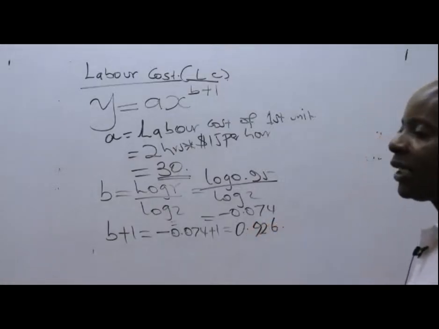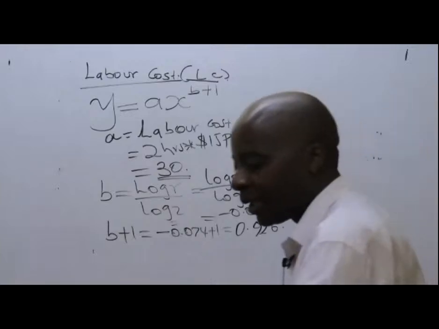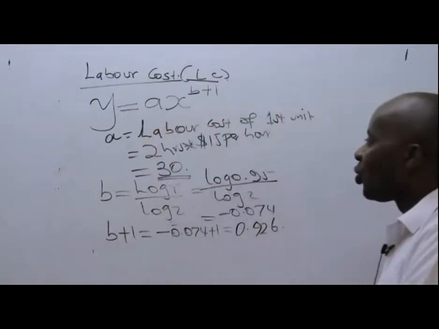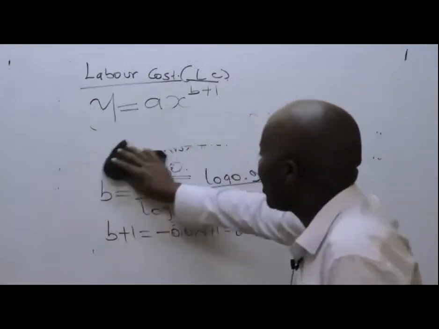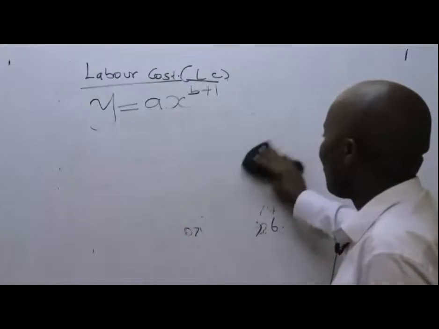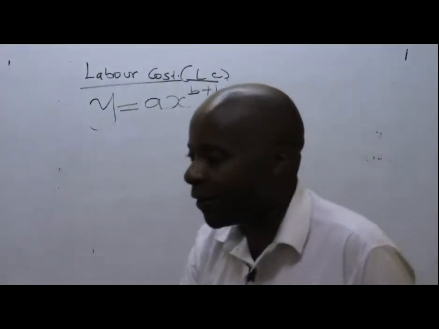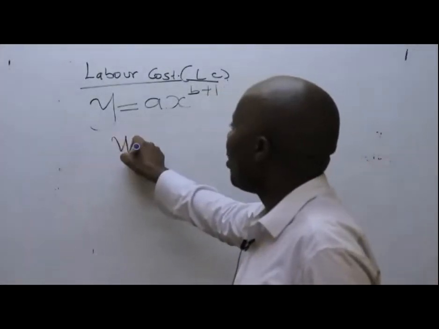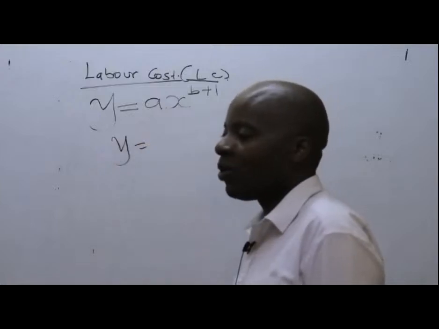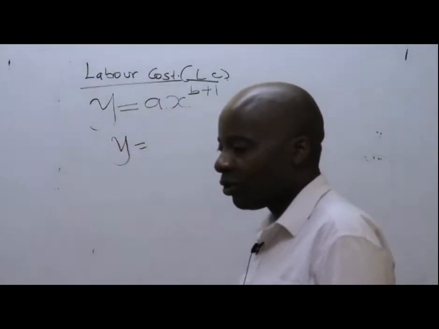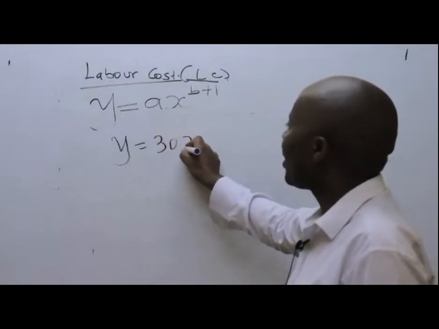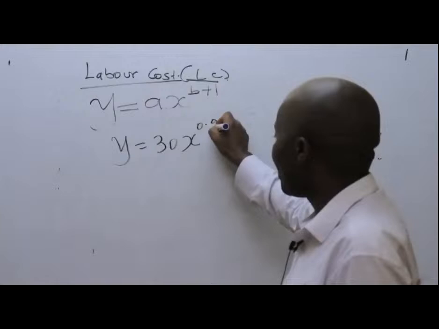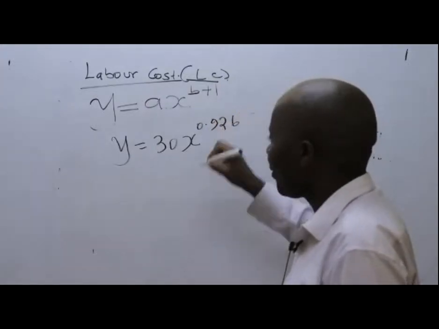Now, after you get these 2 parameters, ladies and gentlemen, the only thing you need to do is plug in the figures up there. When you plug in the figures, what do we have? We have our Y, which is the total labor cost. Remember, Y is the total labor cost. Thank you very much, Daniel. Y is the total labor cost, which will be 30x raised to 0.926.